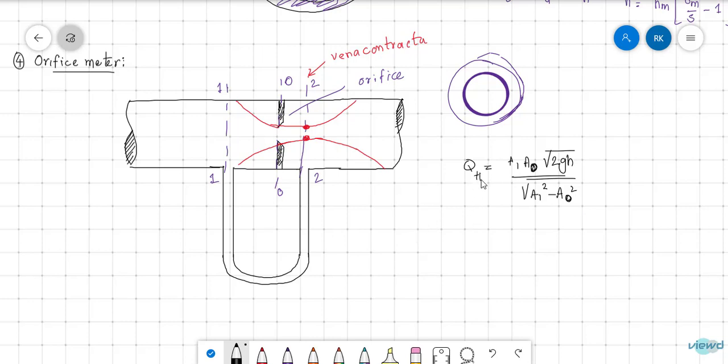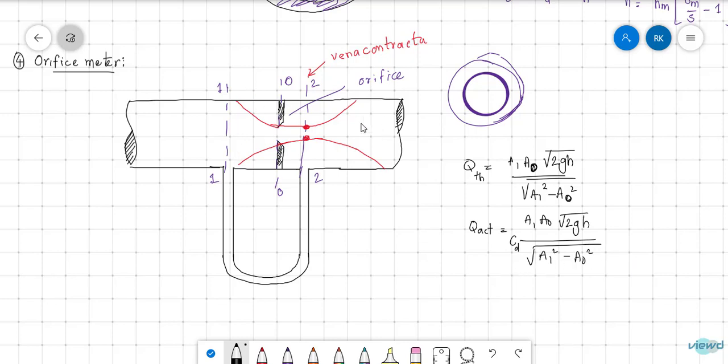So this is the theoretical discharge. What is the actual discharge? Actual discharge is equal to A1 A0 under root 2GH divided by under root of A1 square minus A0 square, into CD, the coefficient of discharge.